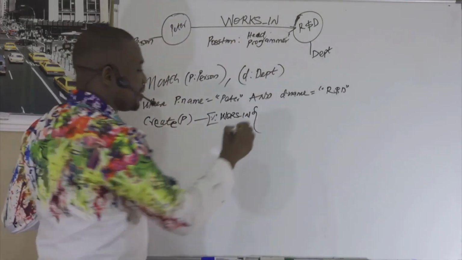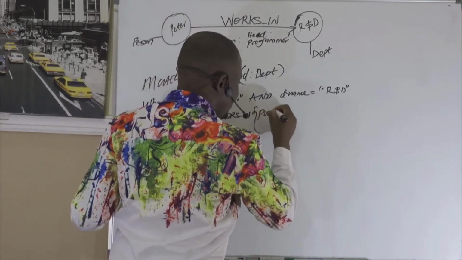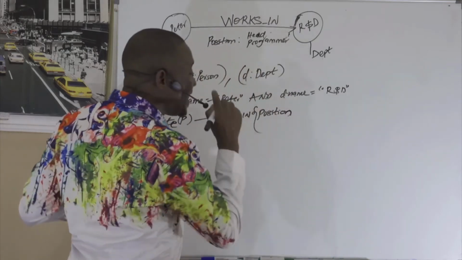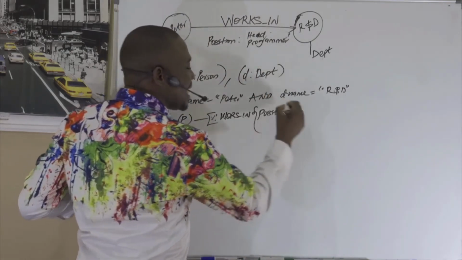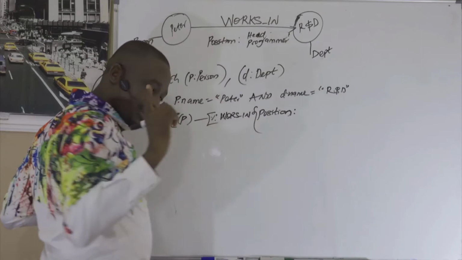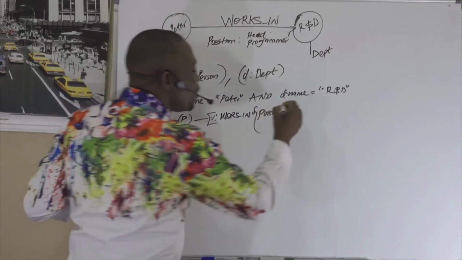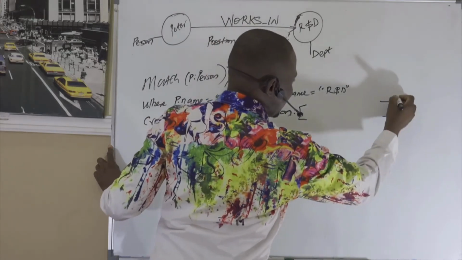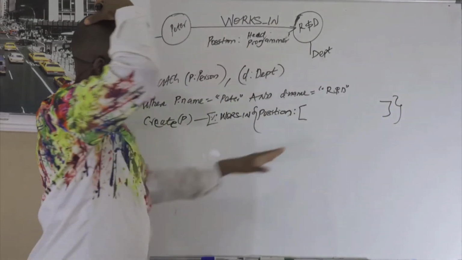You see? Position. Then this is it, okay? You put square bracket, then you close it here. The question that will be going on in your mind now: why square bracket?